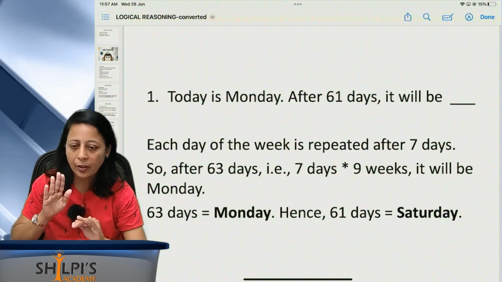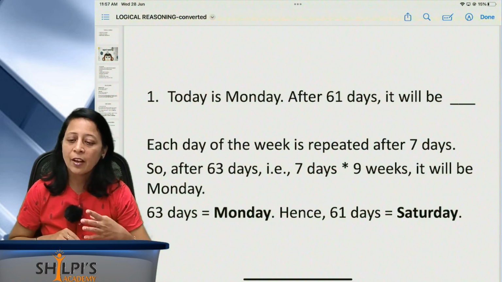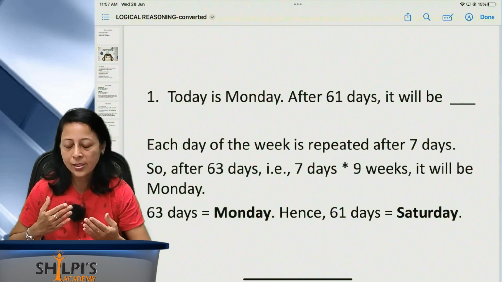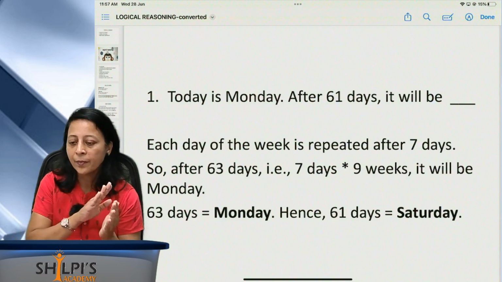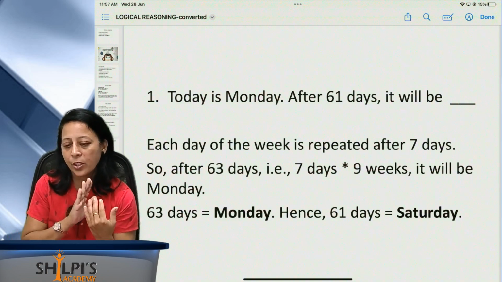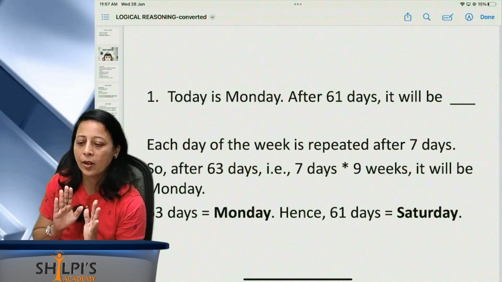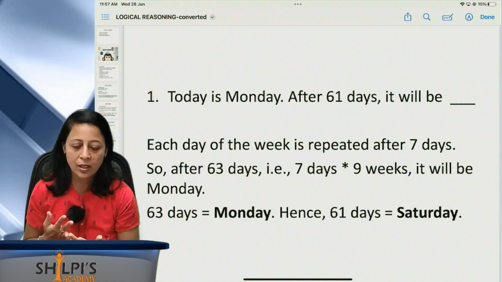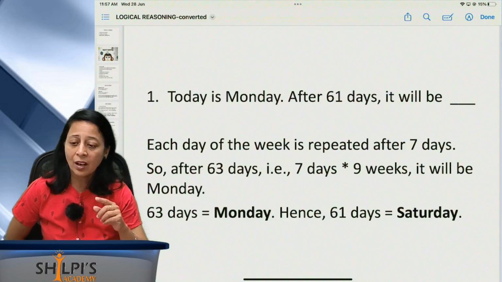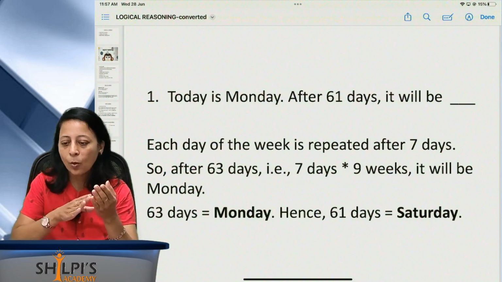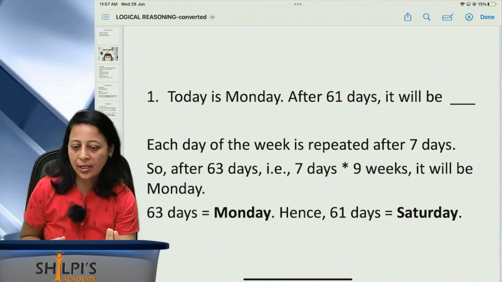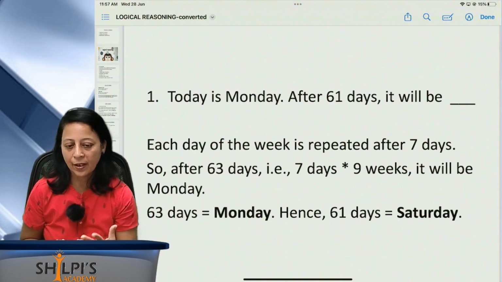So if today is Monday, it means that after 63 days it is going to be a Monday again, because 63 is divisible by 7. So 7, then 7, then 7. It comes in a rotation, so the 63rd day will be your Monday again. Fine, got it? Here they are asking for 61 days. If the 63rd day is Monday, just go back by 2 days. It is going to be Saturday. So the 62nd day will be your Sunday and the 61st will be your Saturday.